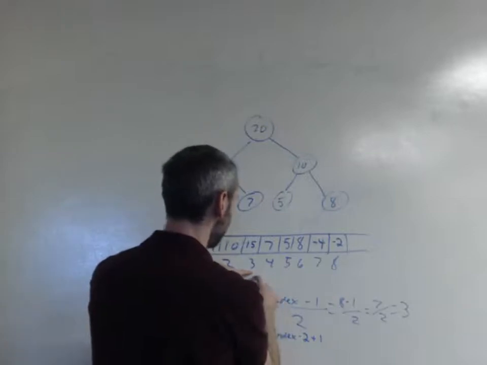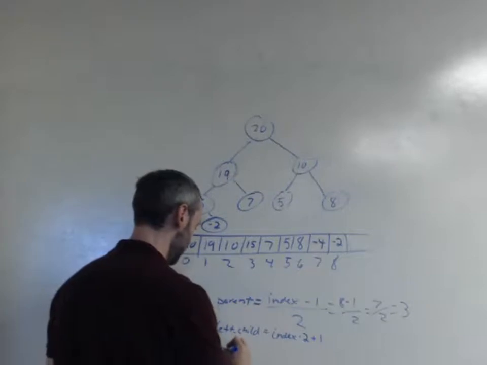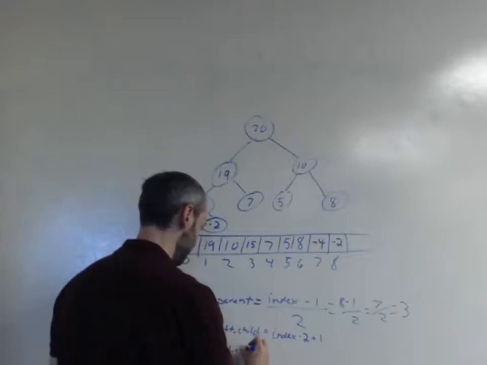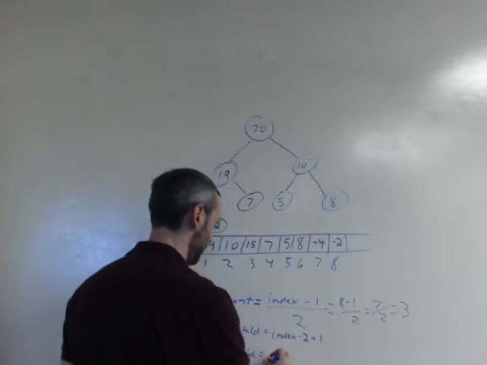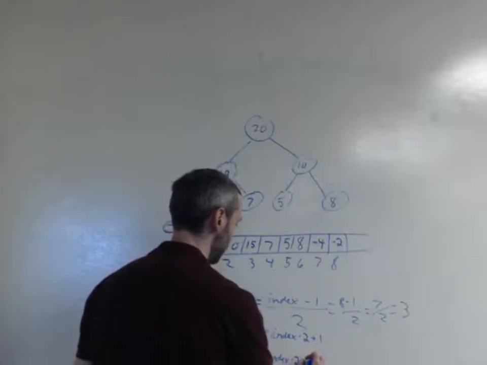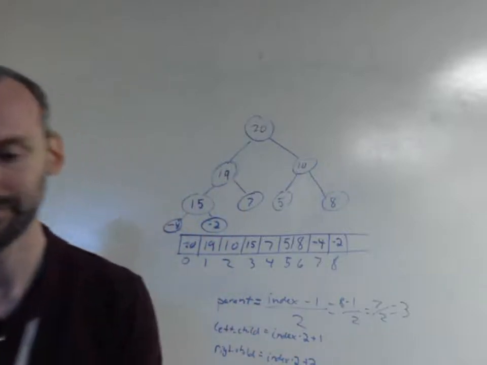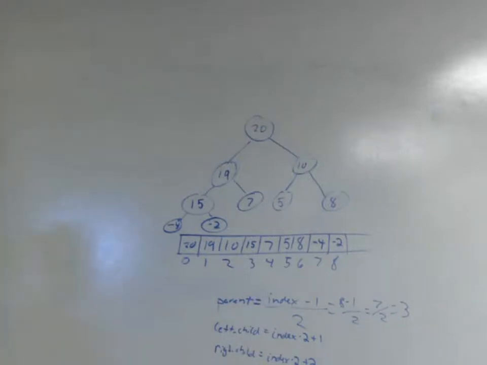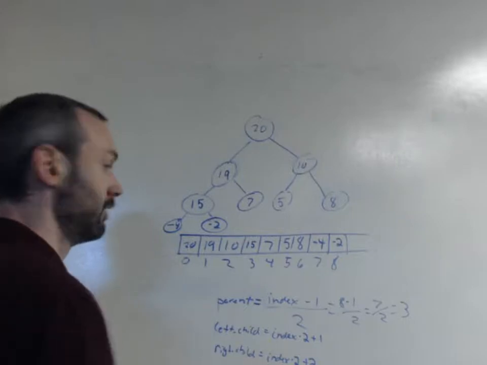For 15, let's see, times 2 would be 6 plus 1 is 7, -4. Hey, that looks pretty good. Times 2 plus 2 for the other child. Okay, that's great. Hey, you now know how to get the children inside of an array representation of a binary tree.